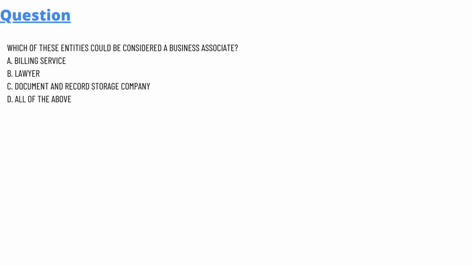Today's question which we'll be discussing is: which of these entities could be considered a business associate? We have some options here: option A, billing service; option B, lawyers; option C, document record storage company; and option D, all of the above. And the answer to the question is option D, all of the above.